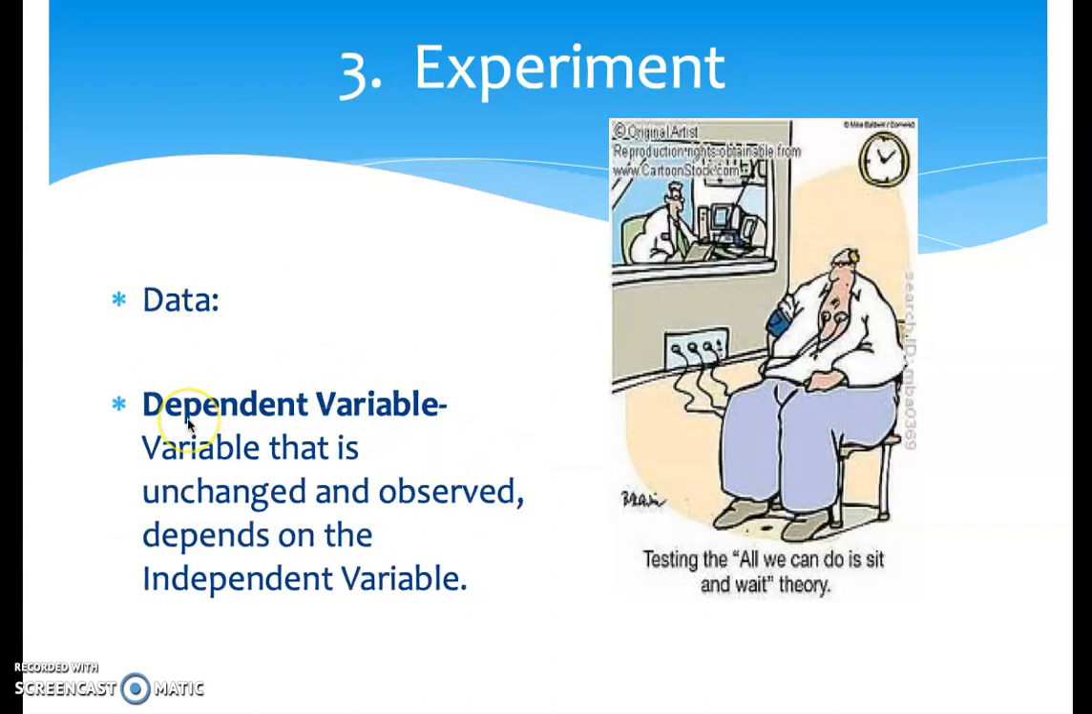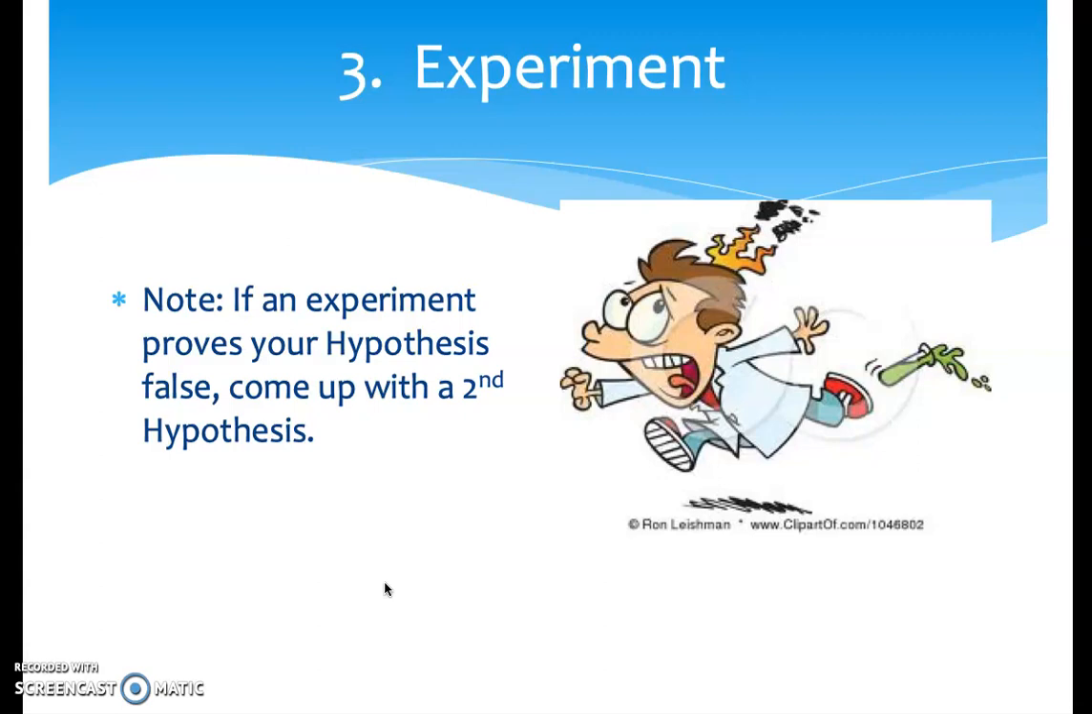Now the other variable is a dependent variable. It's a variable that is unchanged and observed. It depends on the independent variable. And that would be like the volume. The volume is changing, so that would be your dependent variable based on the increase in the heat. This variable depends on the other variable. That's why it's called the dependent. Now, very important about the experiment.